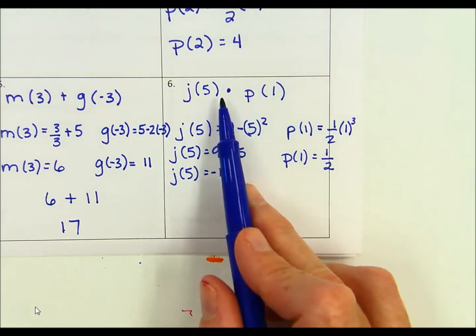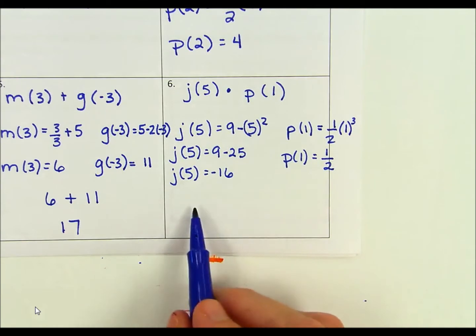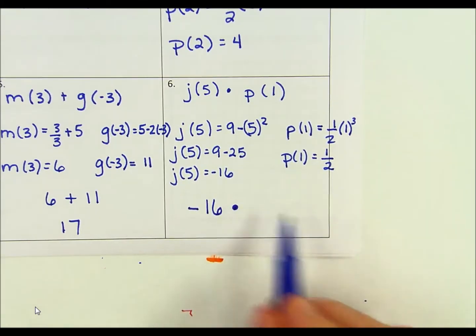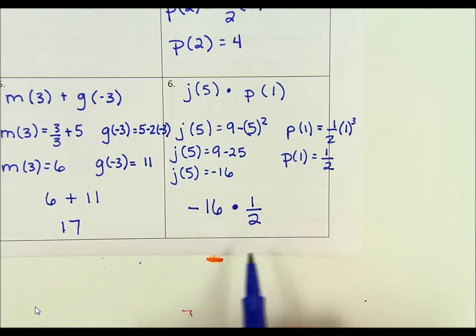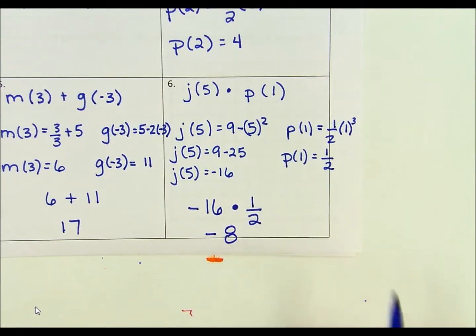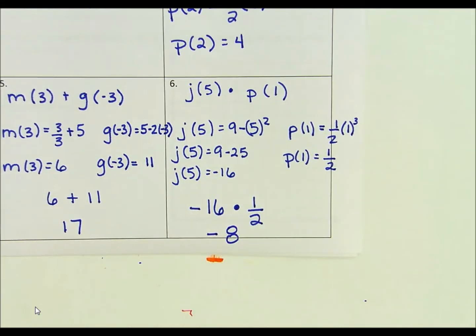Now if I look at the operation, it tells me to take the value of j of 5, which is negative 16, multiply it with the value of p of 1, which is 1/2. Negative 16 times 1/2, that will give me the value of negative 8.